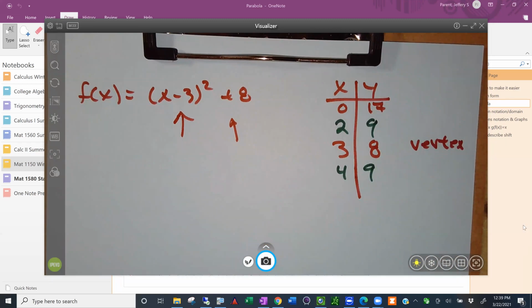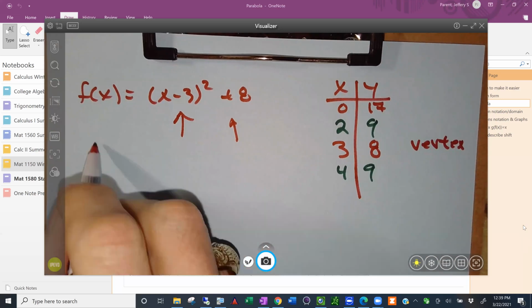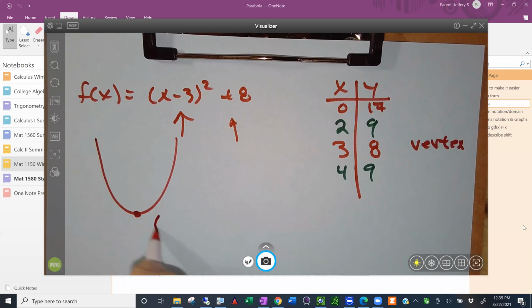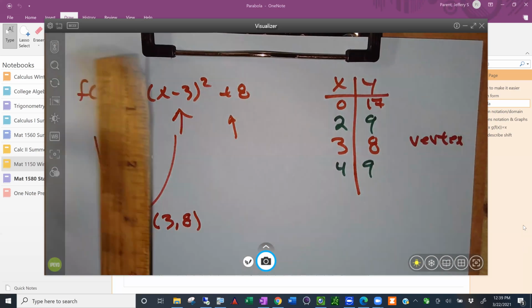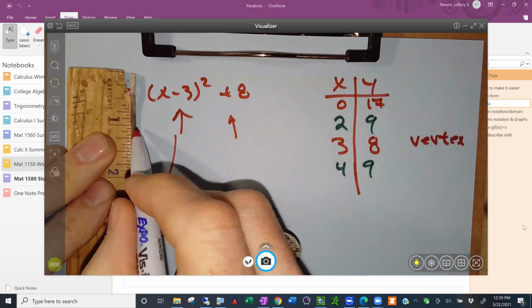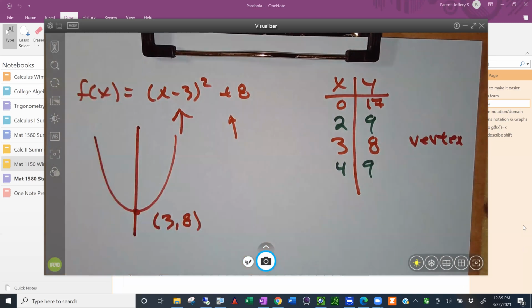There is one other feature of this graph that you should be aware of. It's a parabola in shape. It has a vertex at 3 and 8. The other feature that you should be aware of is this line. What's that line called? The axis of symmetry.